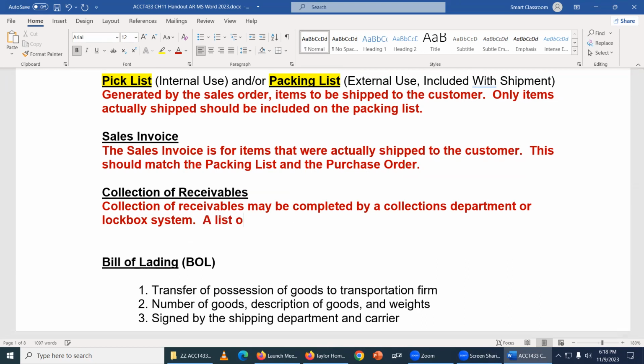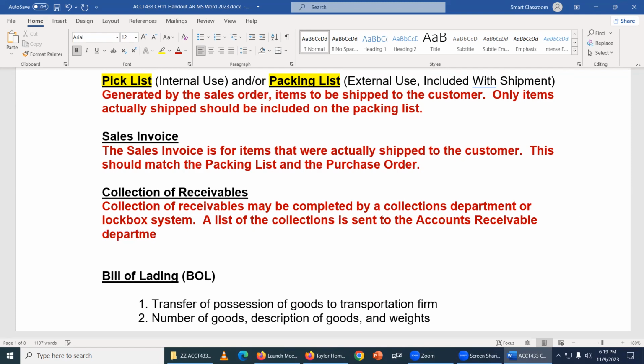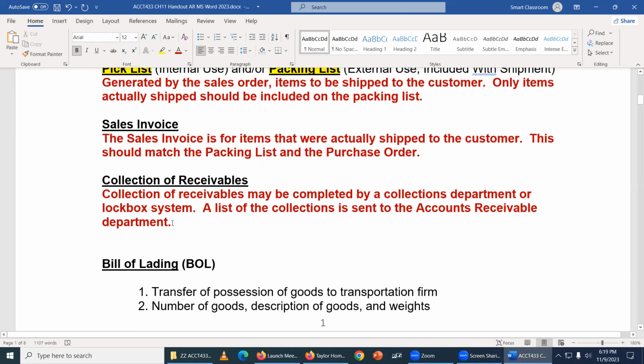A list of the collections is sent to the accounts receivable department. And again, they do not get the checks. They only get a list of what was collected from who, and they will credit the accounts.